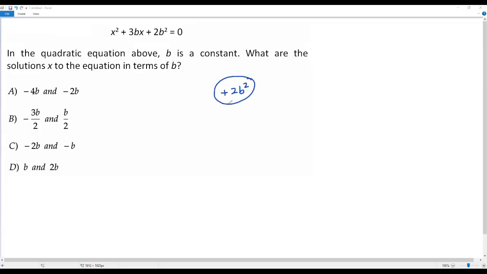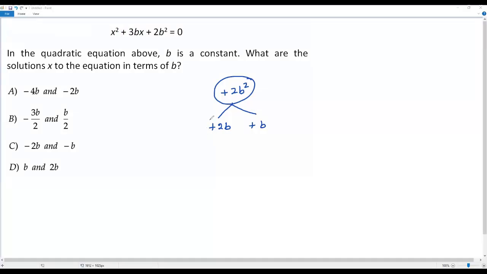Okay, now what I have to do is get two factors for this +2b squared, so that the sum of the two factors equals the coefficient of x, that is +3b. I think +2b and +1b will work, because when I multiply +2b and +b, I'm getting +2b squared, the stuff we have over here. When I add these two factors, +2b and +1b, that is equal to +3b, which is the coefficient of x over here.